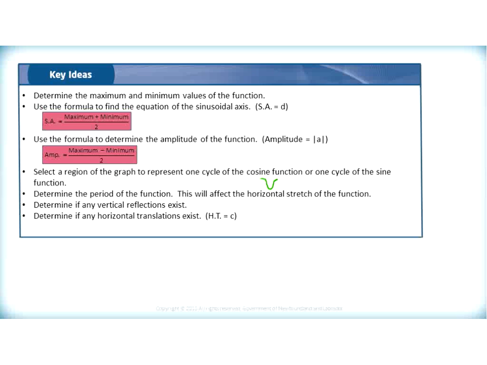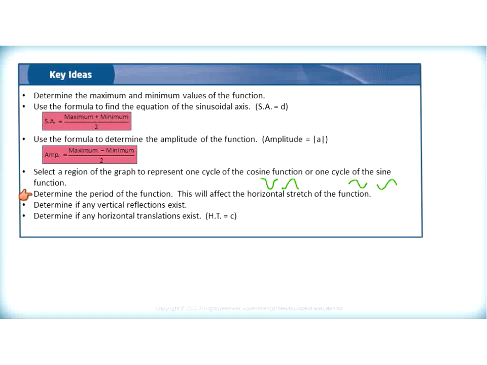Either the V-shaped graph is opening upward, or if you have a reflection, the V-shaped graph will open downward. In the case of the sine function, look for the sideways S. Or if it opens downward, where there's been a vertical reflection, you still look for the sideways S. And that will be the section of the graph that represents one cycle. Once you've got one cycle of the graph, that will enable you to determine the period of the function.